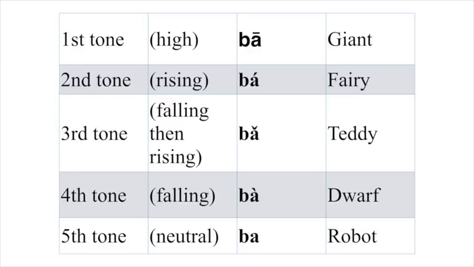Now I think those might be easy to remember with these archetypes, because if you think of someone that's high, well, the giant is very tall, he's high. The fairy can fly, and so she's rising in the stories. And then you have Teddy, that when you feel down you can hug your teddy and that will help you rise again, so it's falling and rising. And then the dwarf is short, and so that's the tone that just falls short. And then the last one, the robot, has no expression, so the neutral tone is represented by the robot.